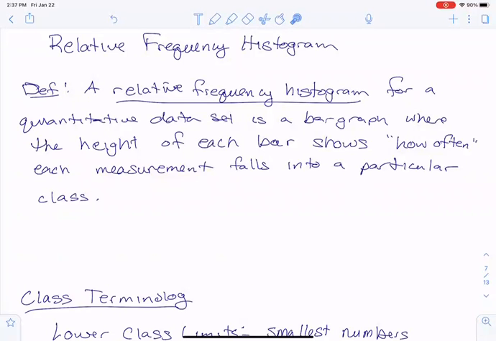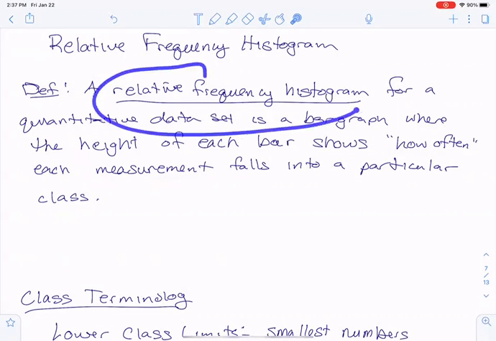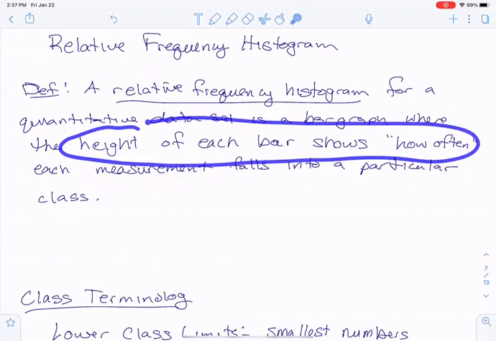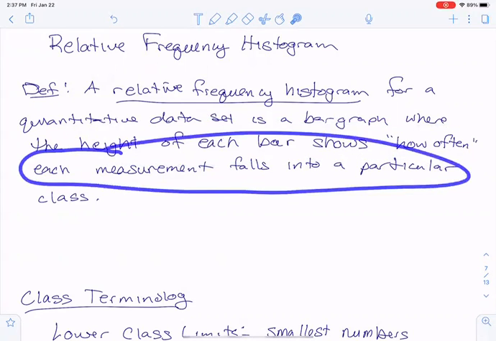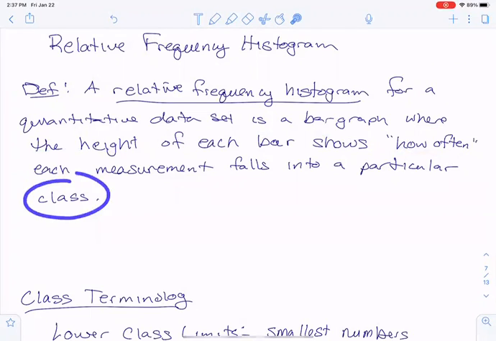Hello. In this video, we're going to talk about how to build a slightly more visual representation of data called a relative frequency histogram. And a relative frequency histogram is for quantitative data, right? So it's for data that has a very numerical sense, where it's a type of bar graph where the height is going to represent the relative frequency, or how often each measurement falls into what we call a class.